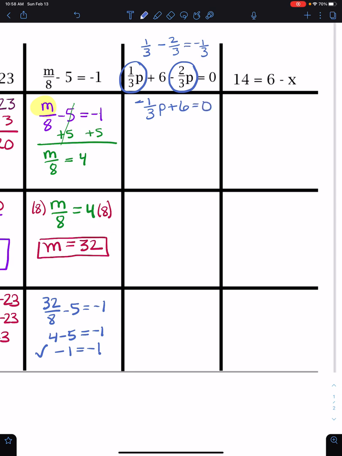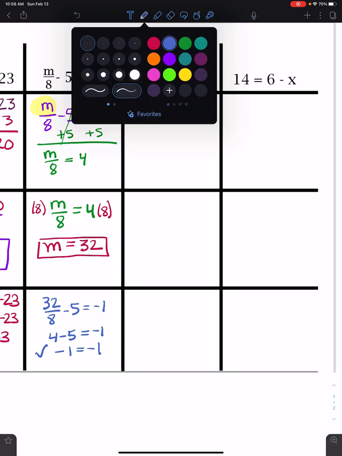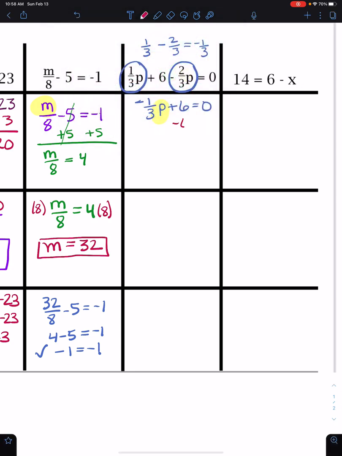So my first step, I'm going to locate that variable. This time it's a p, and ask myself what's happening to it. We're adding 6 and we're multiplying it by negative 1/3. So first I'm going to subtract 6 from both sides. These cancel, right? That's why we did it. Then I'm going to rewrite the problem down here.